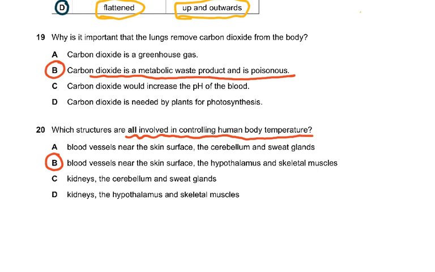This was a difficult question, because you had to understand that this option is incorrect. Kidneys never work in controlling human body temperature. They control the water content, yes. We would have to talk about that in another question.